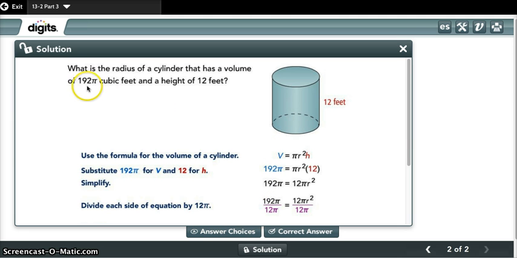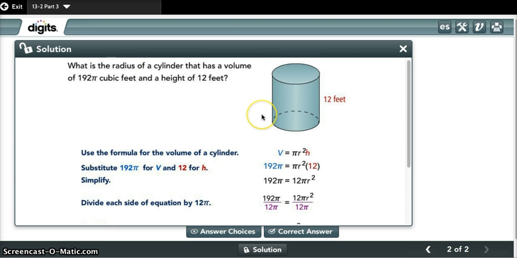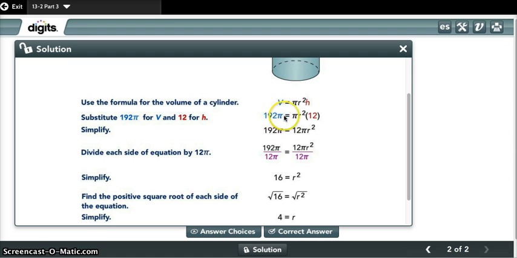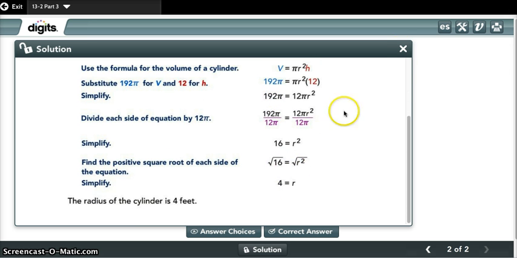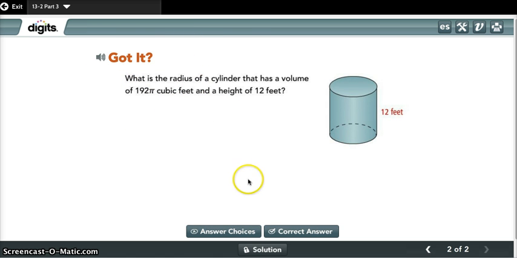So this one, they gave you the volume is 192 pi, so they left it in terms of pi, which is fine, and a height of 12. They replaced volume right here: pi radius squared times 12. They divided by 12 pi, so we got 16 equals radius squared, and your answer would be 4 for the radius. Right? Feel free to pause the video if you want to see that again.